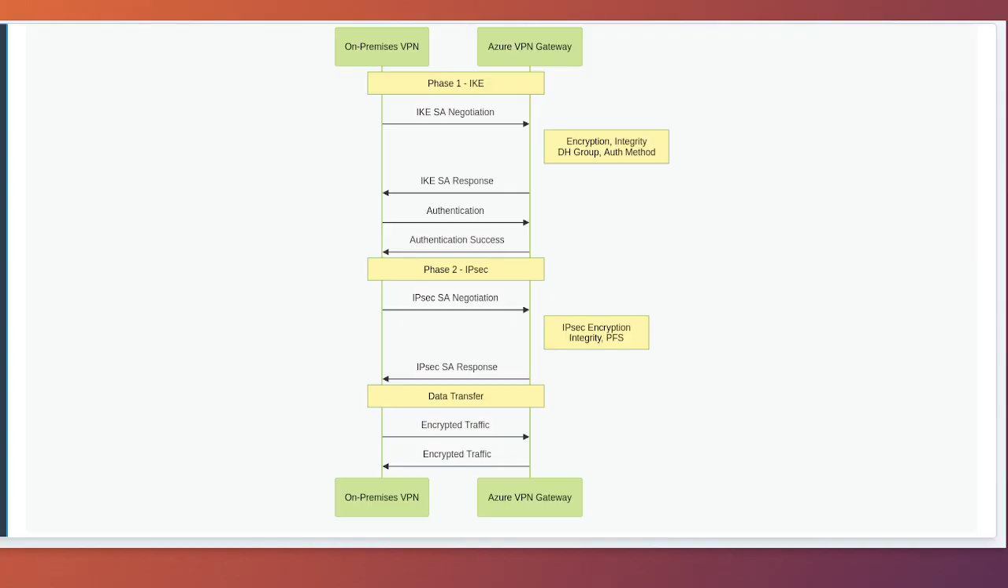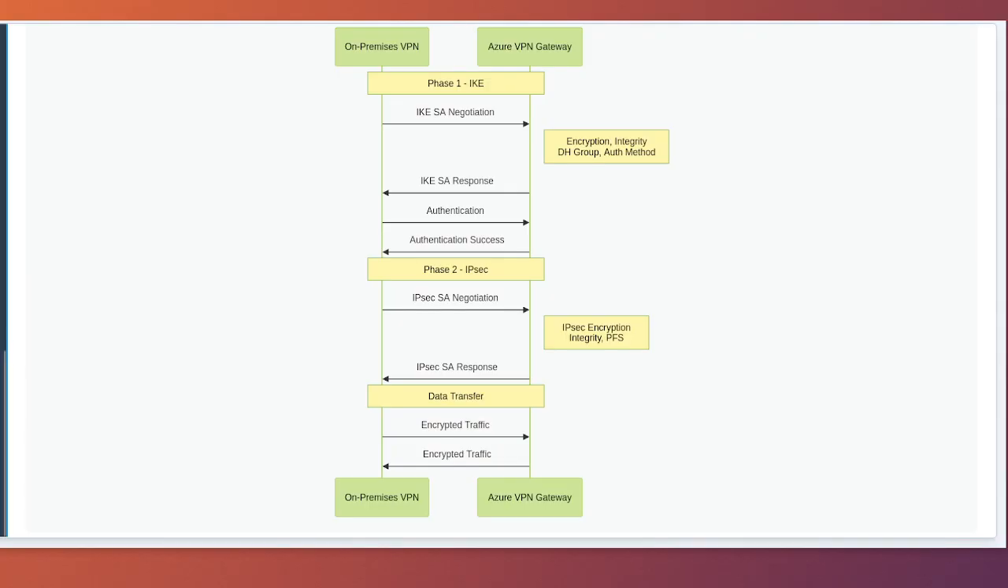For Diffie-Hellman groups, supported options range from DH Group 1 to DH Group 24, including ECP-256 and ECP-384 for elliptic curve groups. Perfect forward secrecy groups can be set to none, PFS1, PFS2, PFS14, PFS24, ECP-256, or ECP-384. When configuring custom policies, both your Azure VPN Gateway and on-premises VPN device must support the selected algorithms.